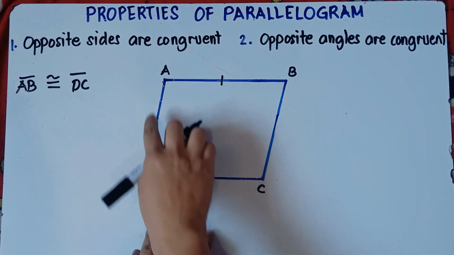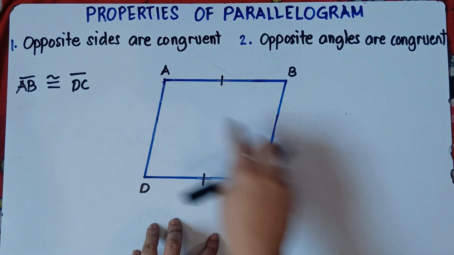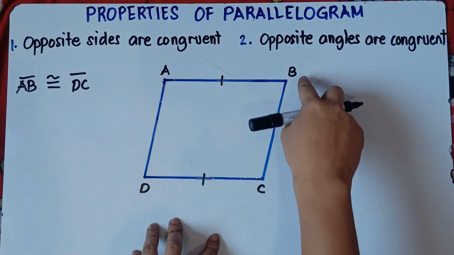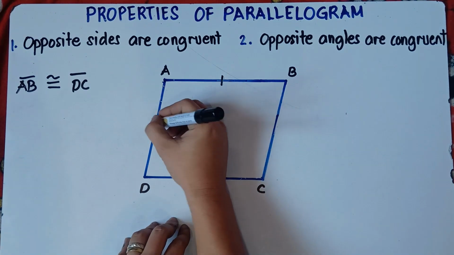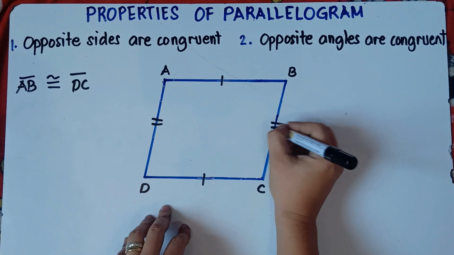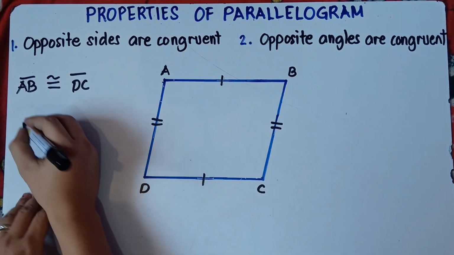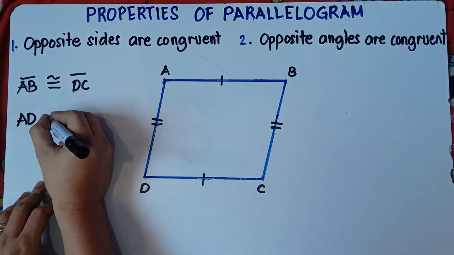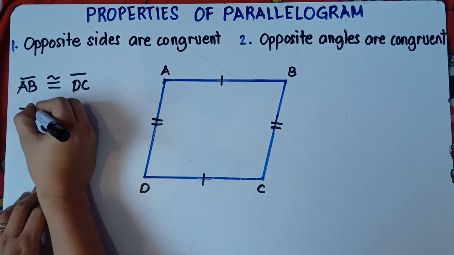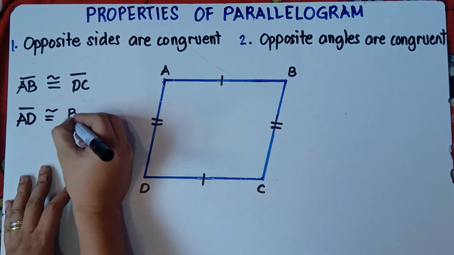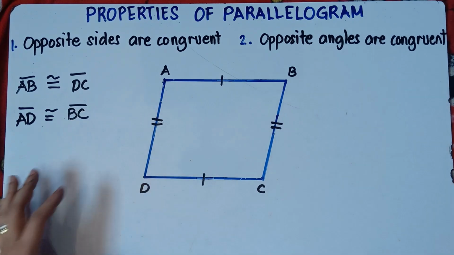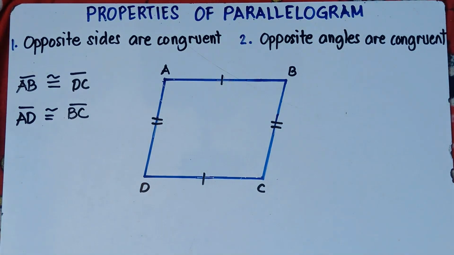Alright, and this opposite side class, once again AD is congruent to side BC. So side AD is congruent to side BC, or we can write line segment AD is congruent to line segment BC. So that's the first property class. Opposite sides are congruent. Let's give an example class.